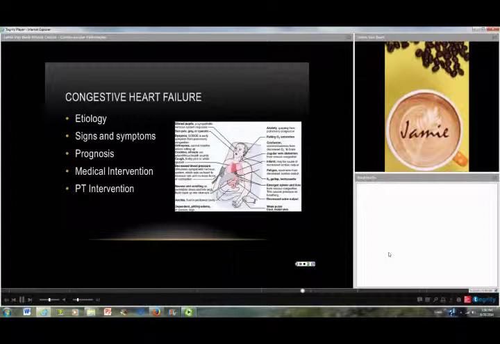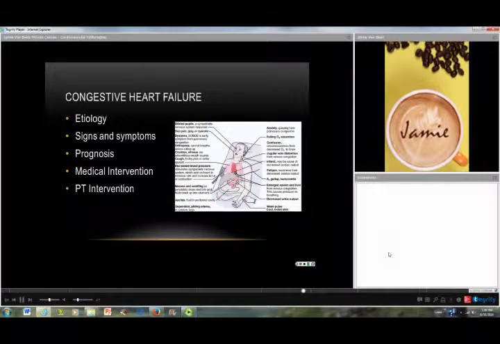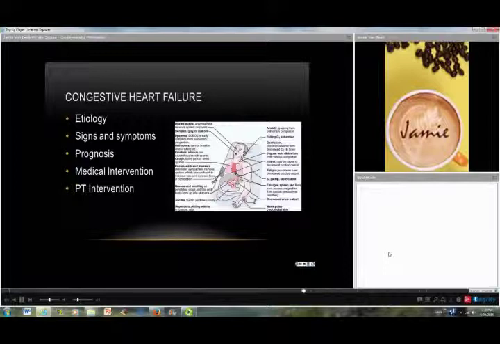They'll often be on oxygen. You're going to need to pace them. If you're working with congestive heart failure, you're going to have a pulse ox with you and a blood pressure cuff, monitoring their vital signs at all times.